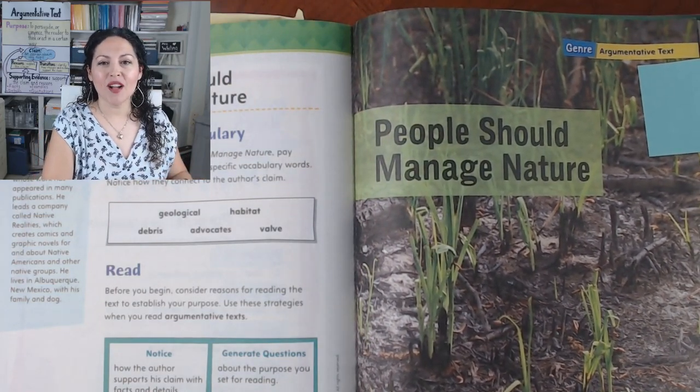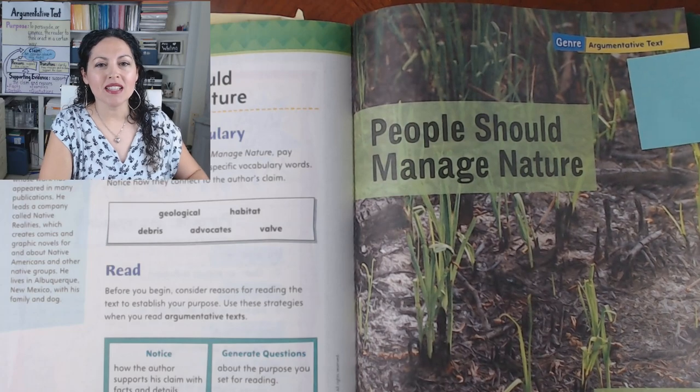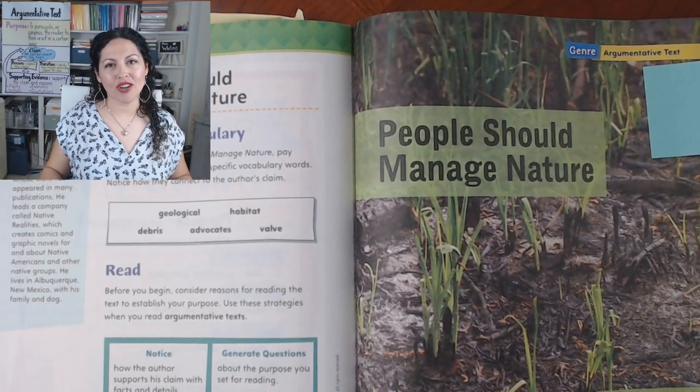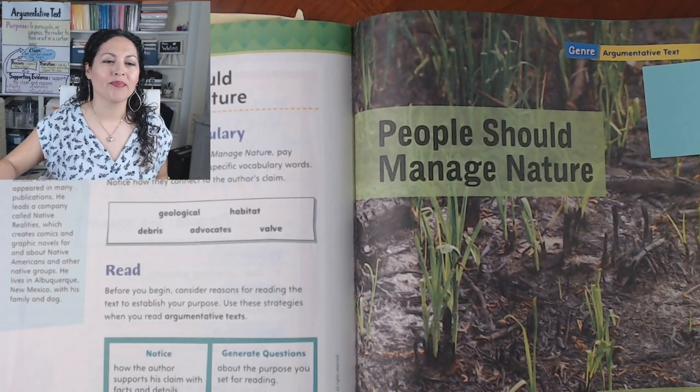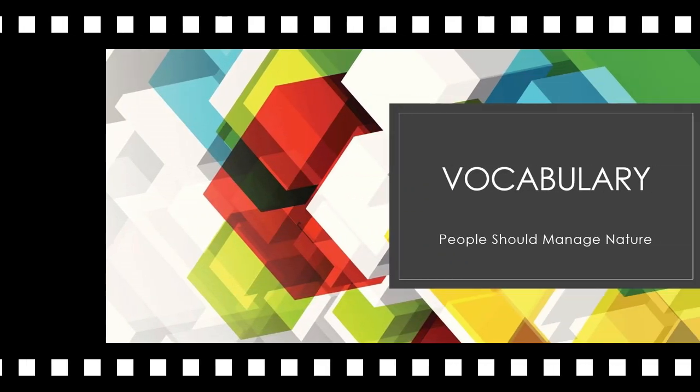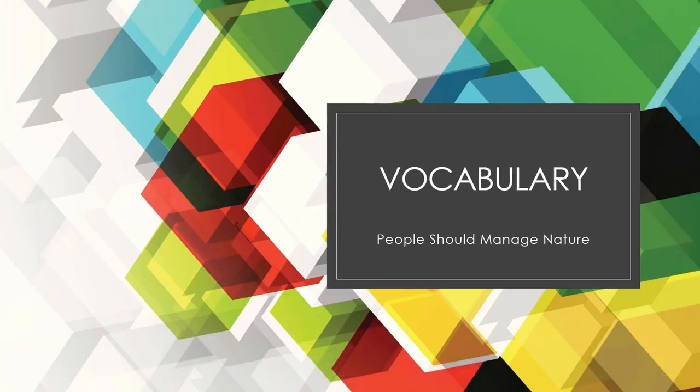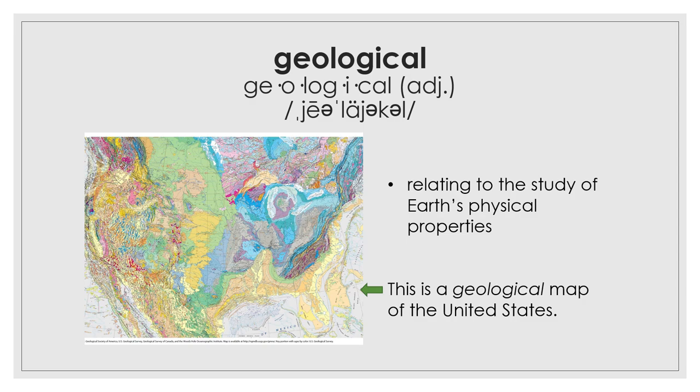But before you get started, I do want to introduce our five vocabulary words. Here we go. Okay, so here's the vocabulary for People Should Manage Nature. Our first word is geological. This is an adjective, and it's a long word. How many syllables? G-E-O-L-O-G-I-C-A-L.